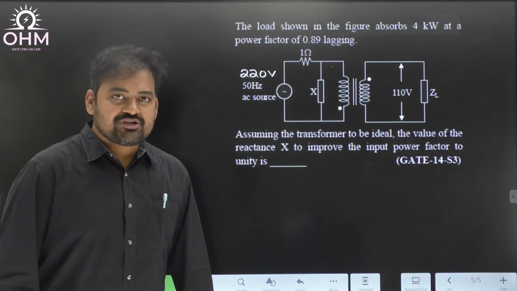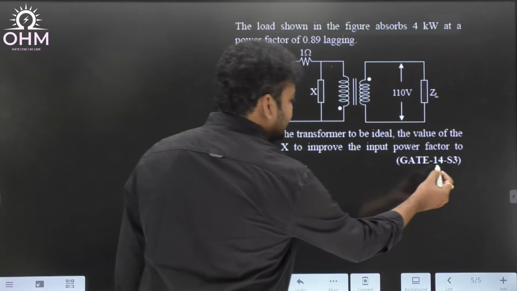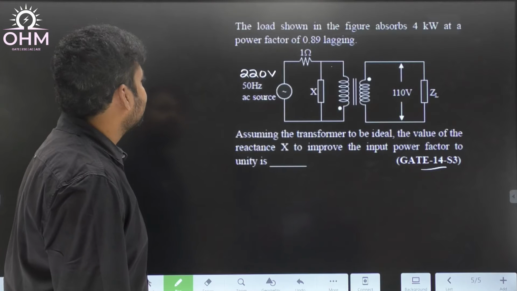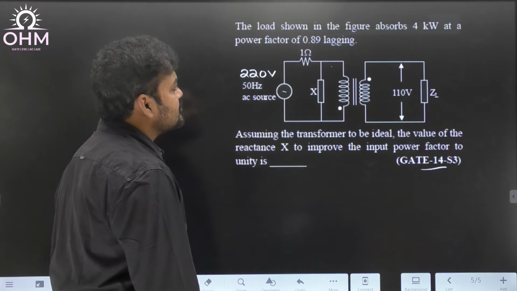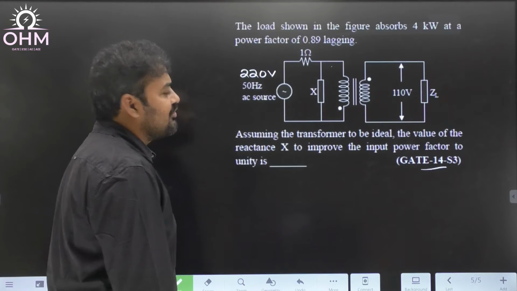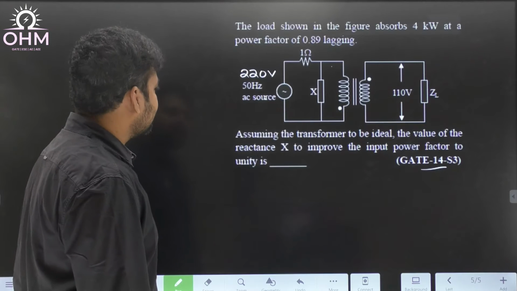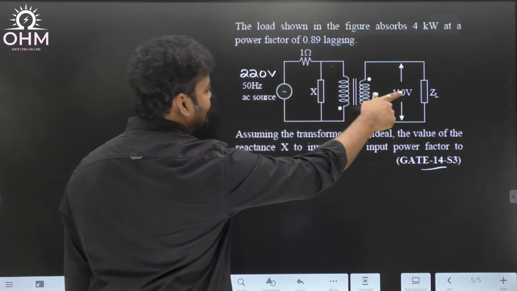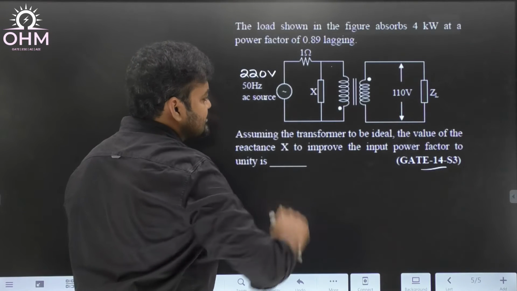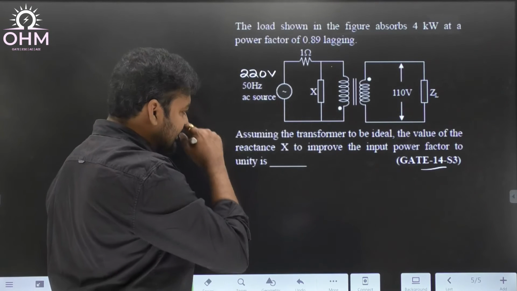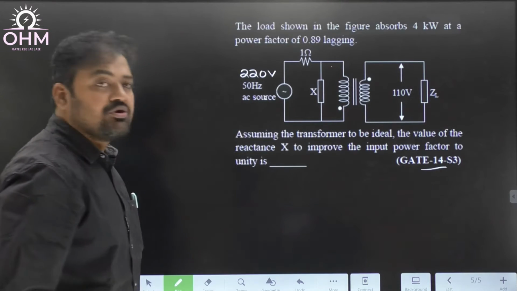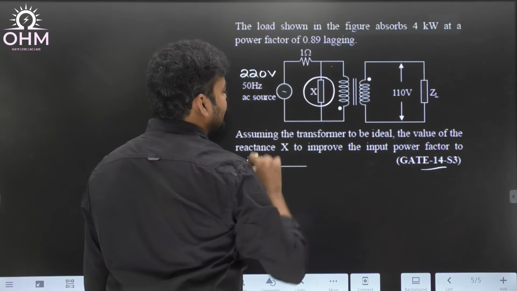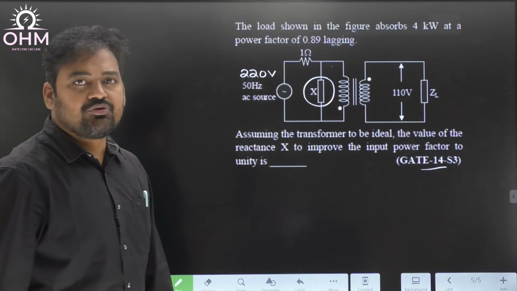All right, let's move to the next question. This is a question in the GATE 2014 question paper. Let's read the problem. The load shown in the figure absorbs 4 kilowatt at a power factor of 0.89 lagging. You can see the diagram. The transformer input voltage is 220, output voltage 110. Assuming the transformer to be ideal, what is the value of reactance X to improve the power factor to unity? This X value we have to find out so that the power factor can be improved to unity.